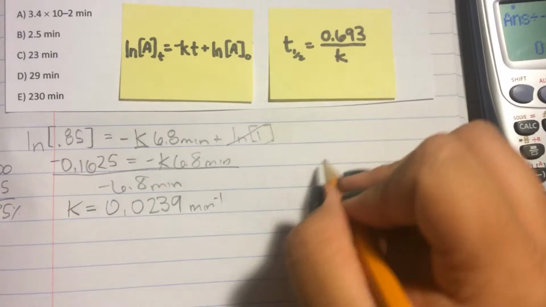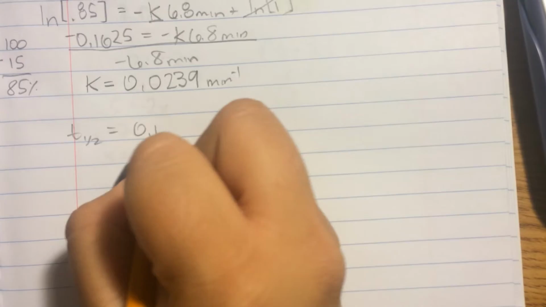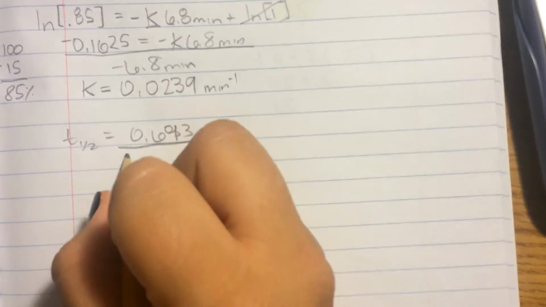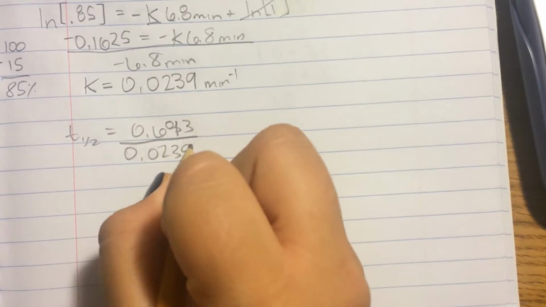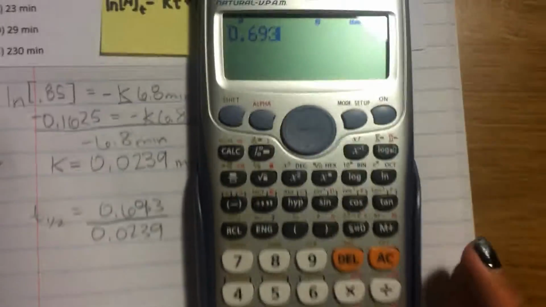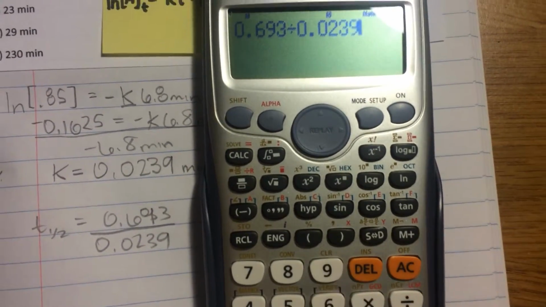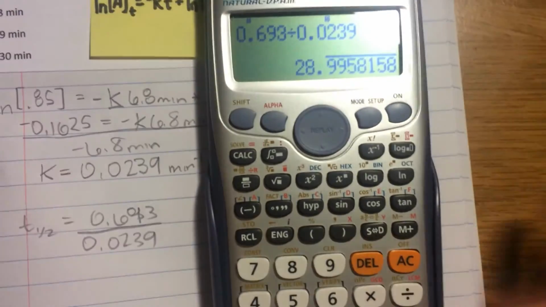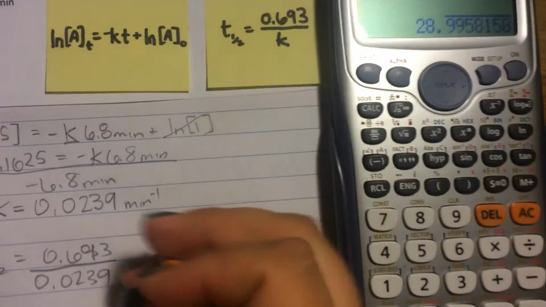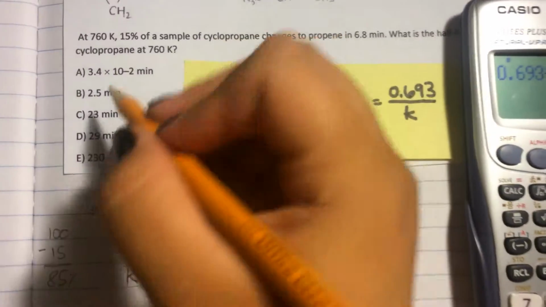So now that we have k, we can solve for the half-life. I know that the half-life equation is T half-life is equal to 0.693 divided by our k, which is 0.0239. So by doing that, 0.693 divided by 0.0239, I get 28.995. And by using our significant figures, we get that the half-life is 29 minutes. So we have our answer choice here, D.